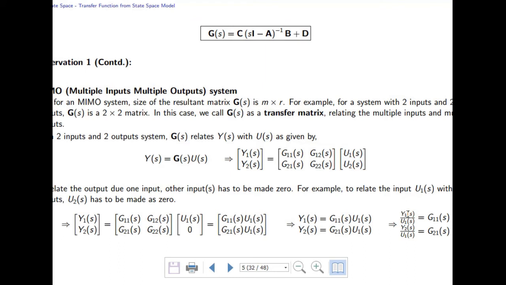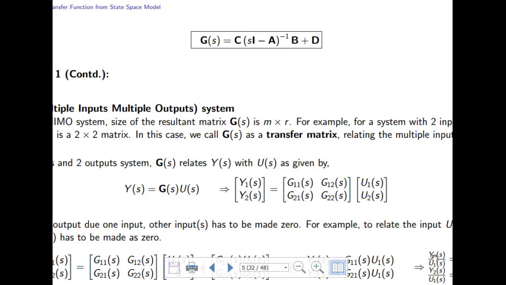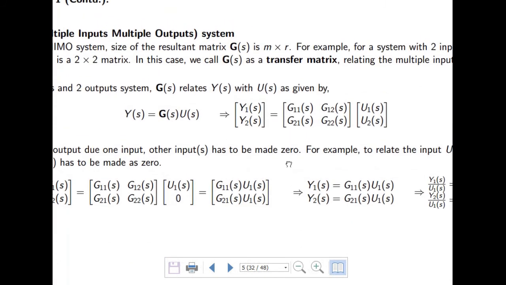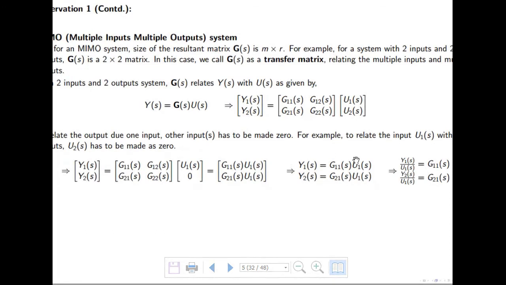I think you can see it here. Yeah, you can see it. So y1 of s by u1 of s is equal to g11 of s, and y2 of s by u1 of s is equal to g21 of s.